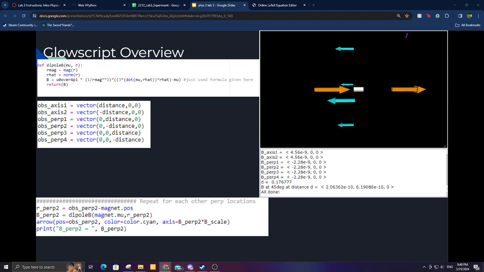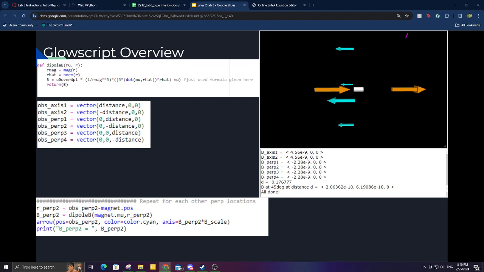The visual and the results from GlowScript can be seen here on the right. As you can see, the on-axis arrows move in a direction opposite to the perpendicular arrows. In this case, the perpendicular arrows are blue, while the on-axis arrows are orange. The way this is oriented, the smaller blue arrows are actually the same size as all the other blue arrows. It's just the POV that changes their size.